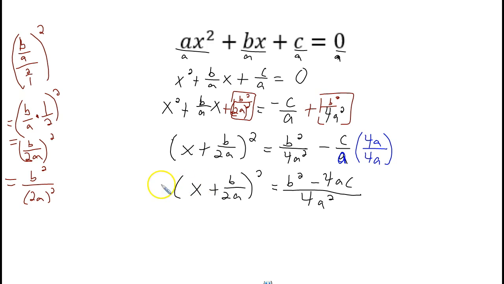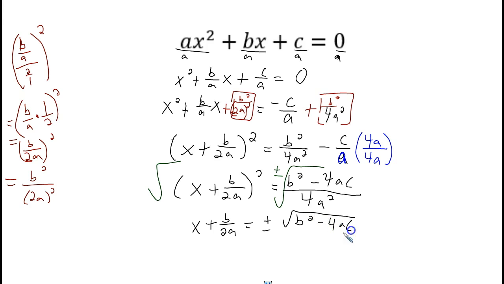Next up, we have to take the square root of both sides. So on the right and the left, remember on the right it's positive or negative, and on the left it's going to cancel out that square root. So now on the left we have x plus b over 2a. And on the right, we have positive or negative, on the top, the square root of b squared minus 4ac. And on the bottom, since this is a monomial, we can go ahead and take the square root of 4 and the square root of a squared, which is 2a.